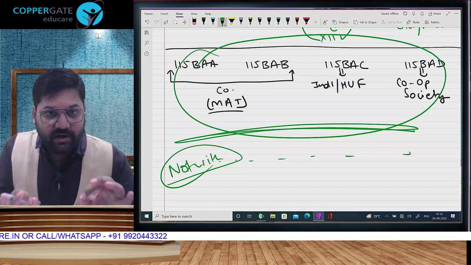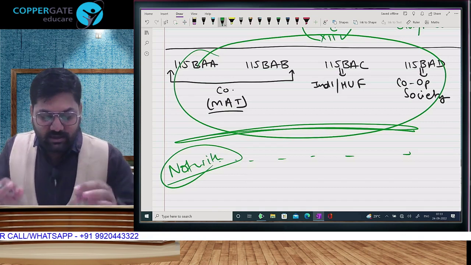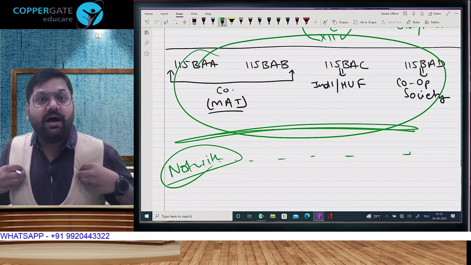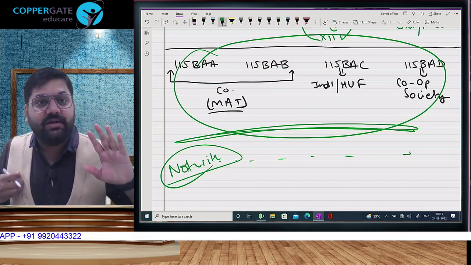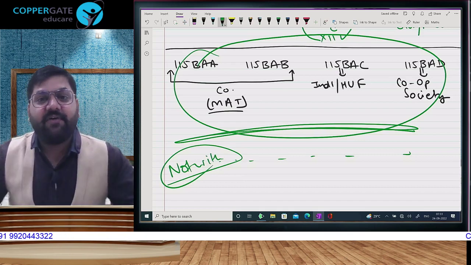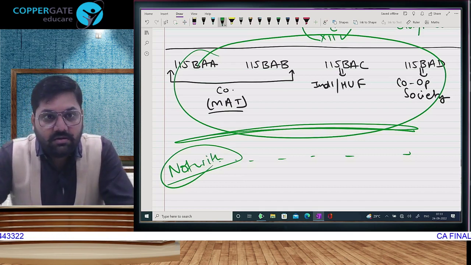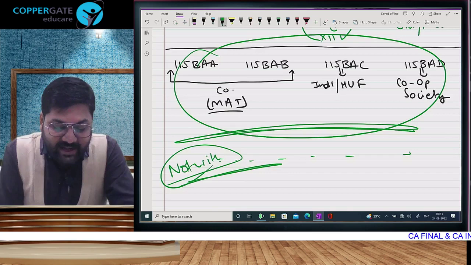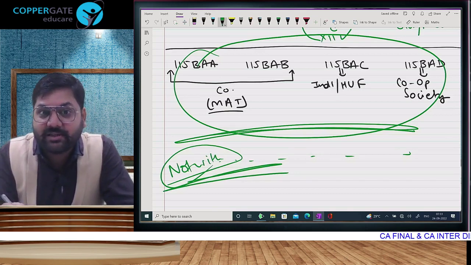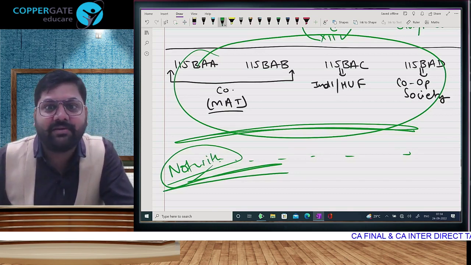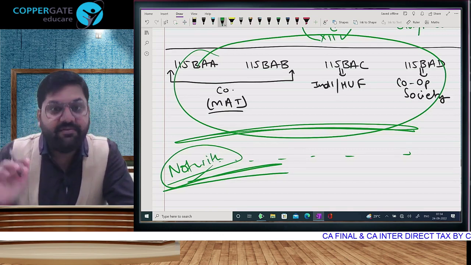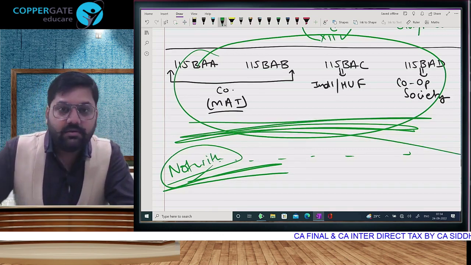The meaning of the word notwithstanding anything means what I say is final. I am Shivgami Devi. My word is the law. What I say is the final word. Notwithstanding anything contained anywhere in the income tax law means we will ignore the full Income Tax Act and we will give respect to these sections.